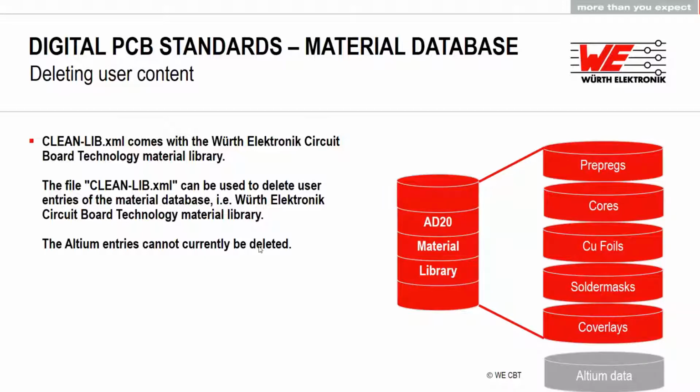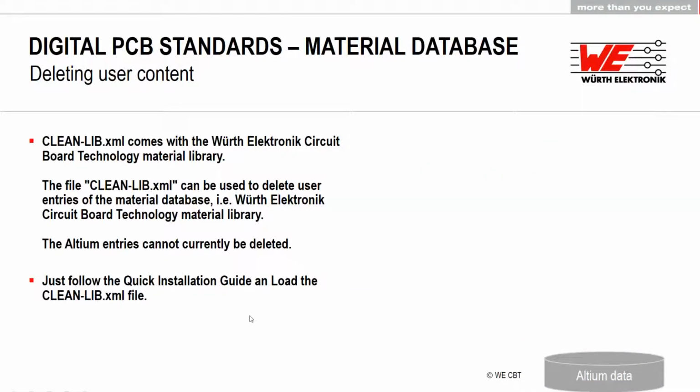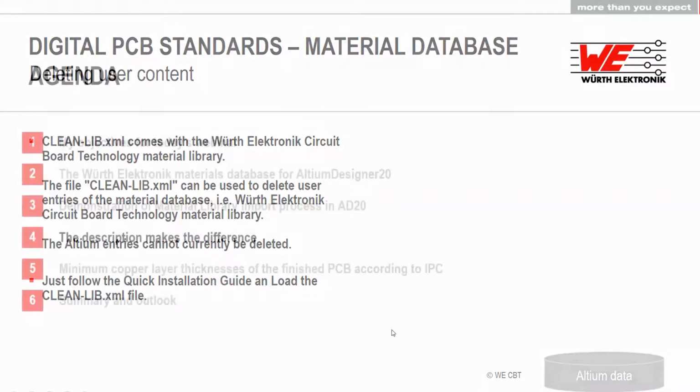There is a file called cleanlib.xml, and it comes with the Würth Elektronik circuit board technology material library already. What you could not erase or delete are the Altium entries. They will stay. So just follow the quick installation guide and load the cleanlib.xml file. After loading that, the user data will disappear and the Altium data will stay for further use.